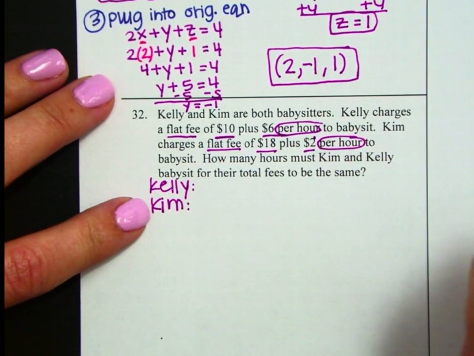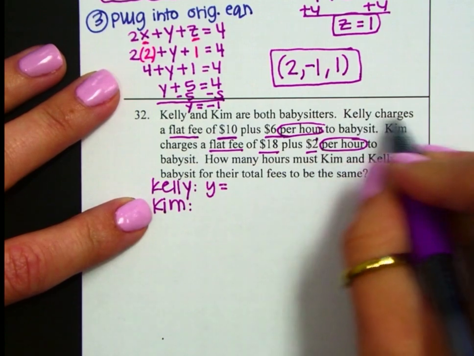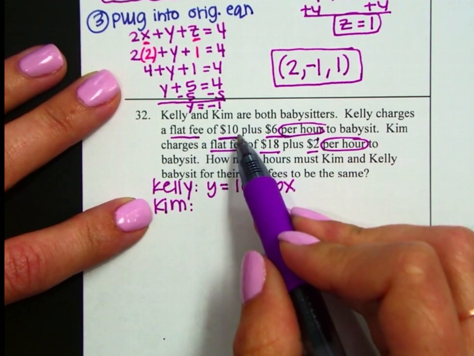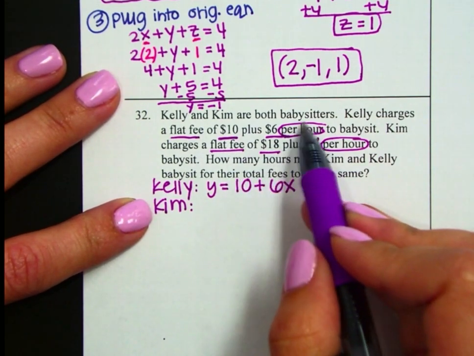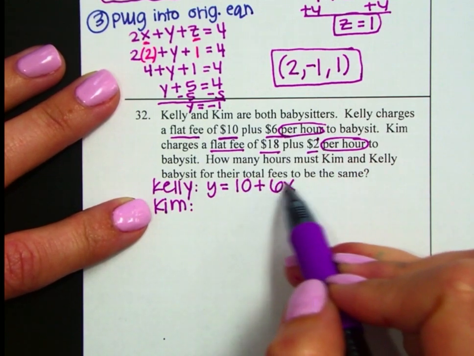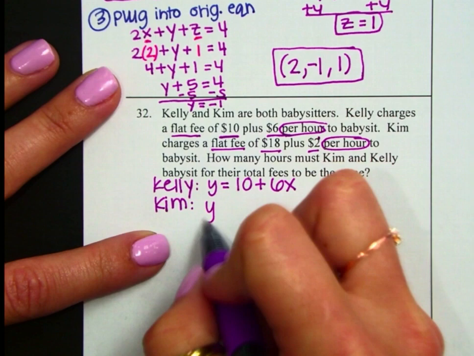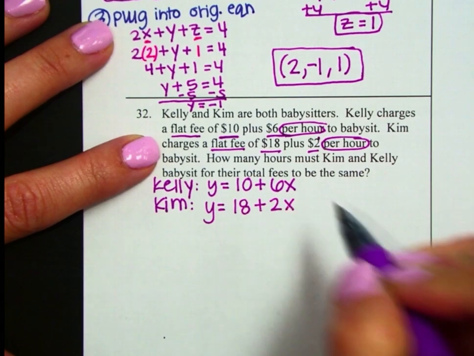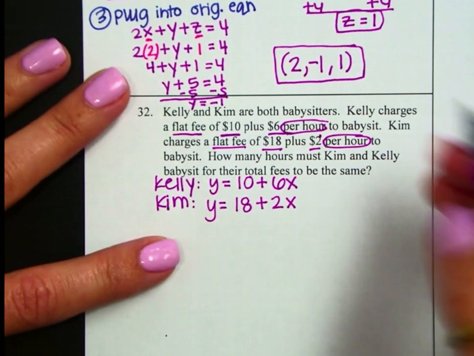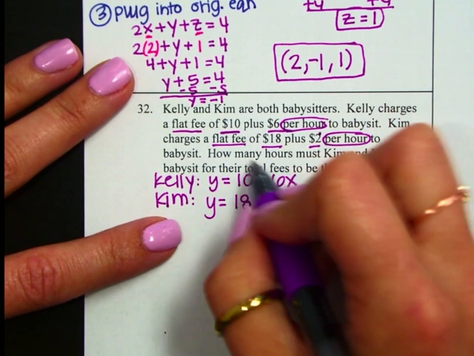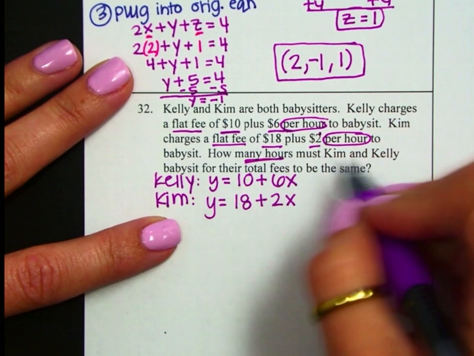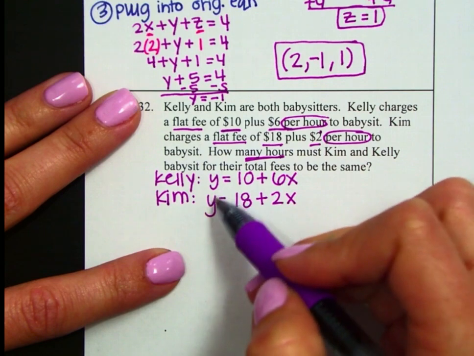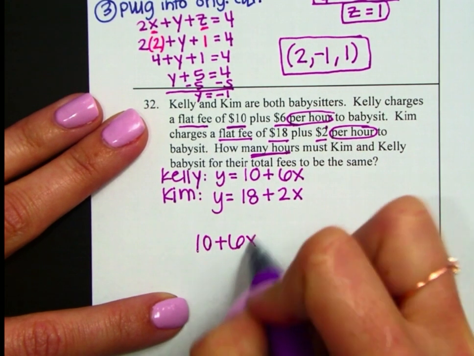Okay, so what we're going to do is create each equation. Kelly, right here in the second sentence, is a flat fee of $10 and then $6 per hour, right? So the $10 is a one-time charge, and $6 per hour means we're going to multiply 6 by the total number of hours. And then Kim's equation, flat fee of $18 plus $2 per hour. Okay, so these are our equations, and if I want to know how many hours, that means we're going to solve for X. Should they babysit for fees to be the same? We want Y to be the same, so we just set these equal to each other.